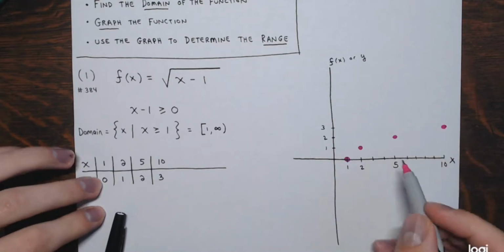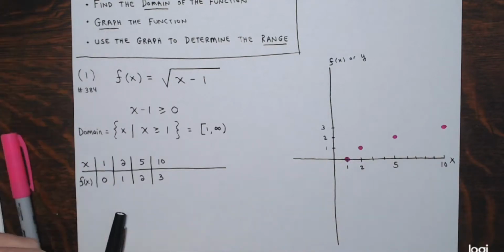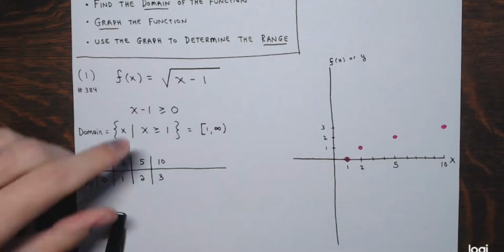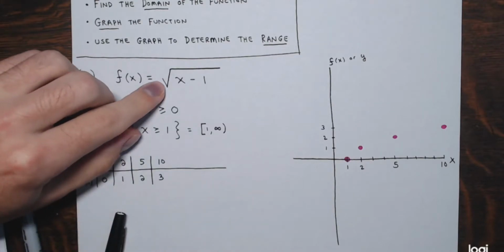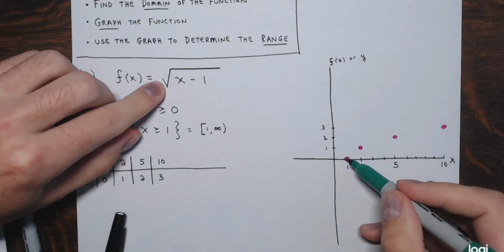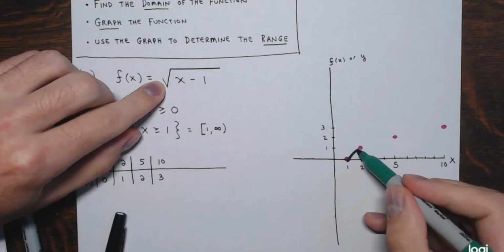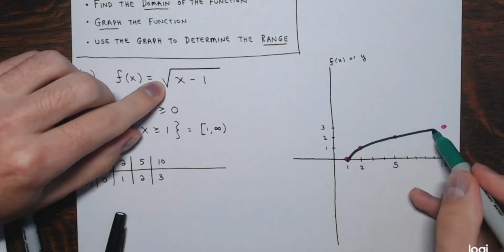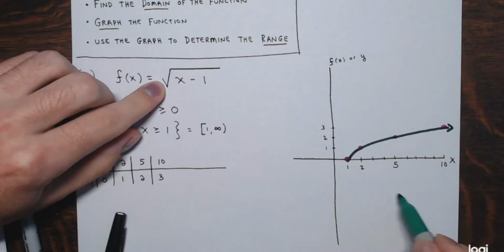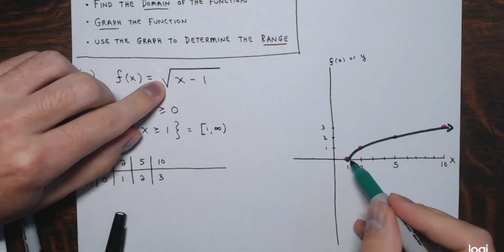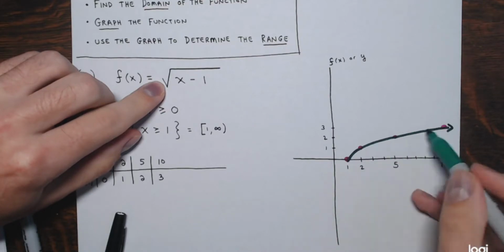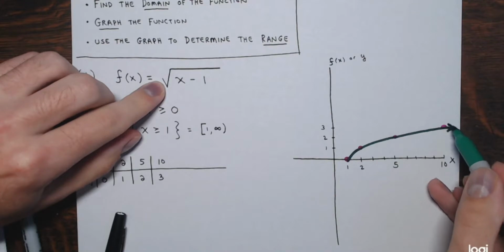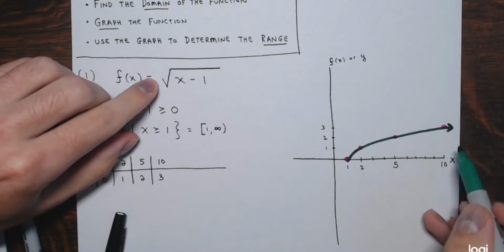Now, again, this is a hand drawing. This isn't perfect. But what you're going to notice about these square root functions is that their graphs look like the top half of a parabola. Remember, parabolas are U-shaped. Well, this is just half of it, the top half. And this will go up forever. This is going to keep going up.